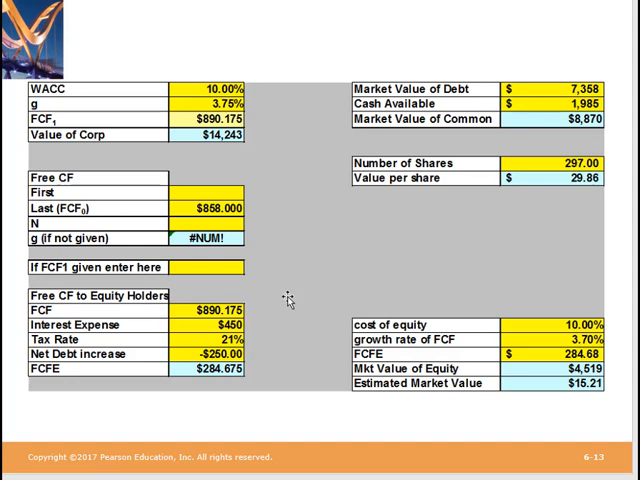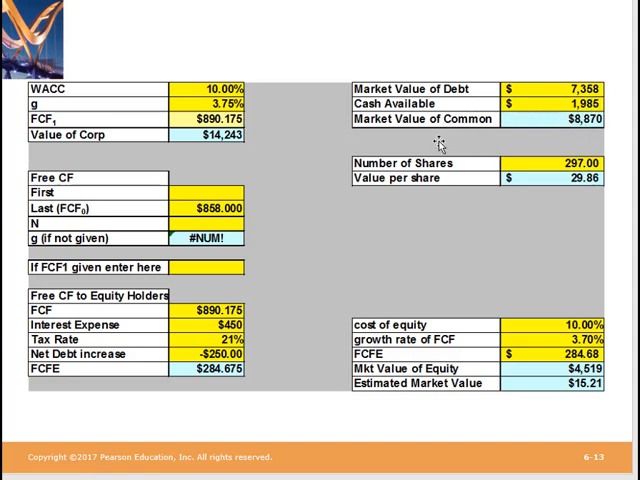We can also add some other data. We understand something about the free cash flow. That's from above. We know the interest expense is $450. The tax rate's 21%. The net debt increase, in this case it's negative. It's negative 250. So we'll come back to this data, right? The thing that we're looking at initially now, though, is what is the market value of debt?